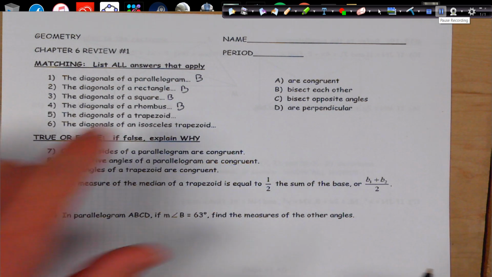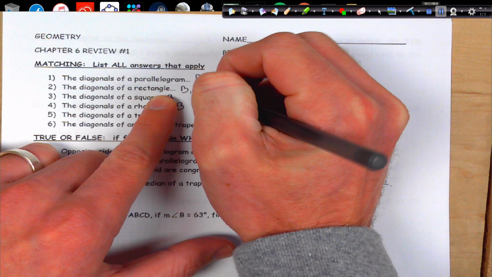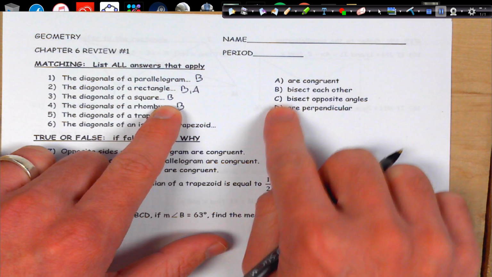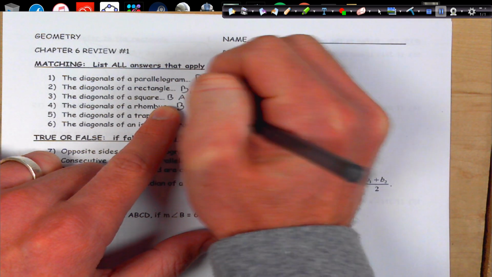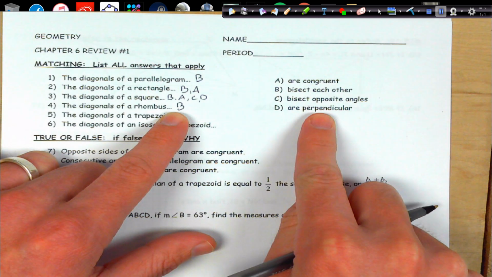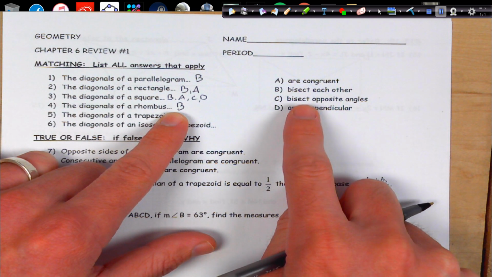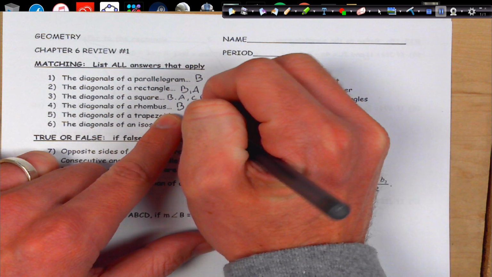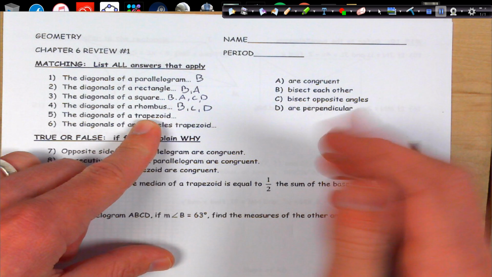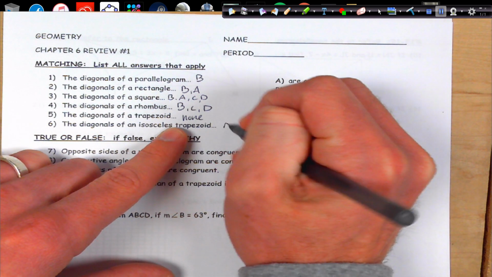Okay. Rectangle. Rectangles also have congruent diagonals, so we know that's going to be true for that. The other two are not true. A square is going to actually possess all of them, so it's A, B, C, and D. And a rhombus has perpendicular bisectors, and they also bisect opposite angles. Diagonals of a trapezoid, there's actually none that match up with a trapezoid. But an isosceles trapezoid does have congruent diagonals.